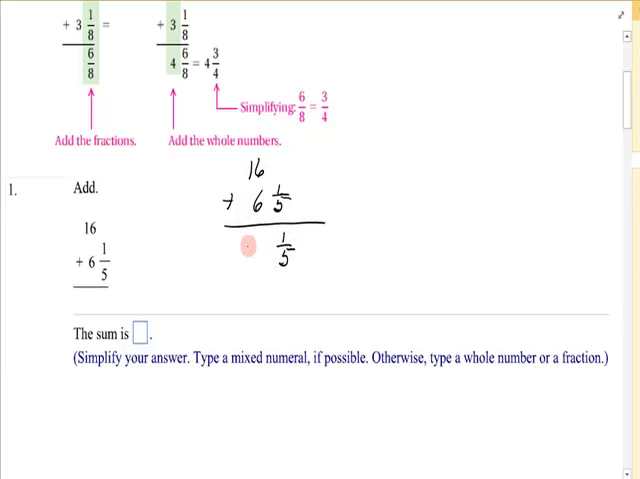Then I add my whole numbers. 6 and 6 is 12. Carry the 1. The fraction cannot be reduced, so I have 22 and 1/5. Remember to look for the mixed number tool, and you can use the arrow keys or the tab key to move from one of those boxes to another.